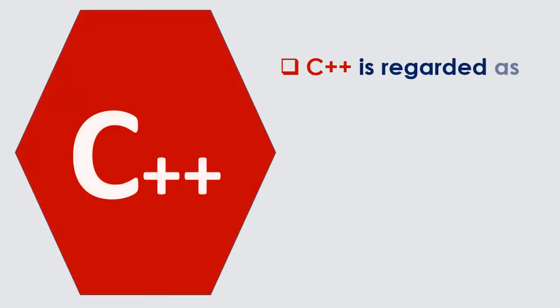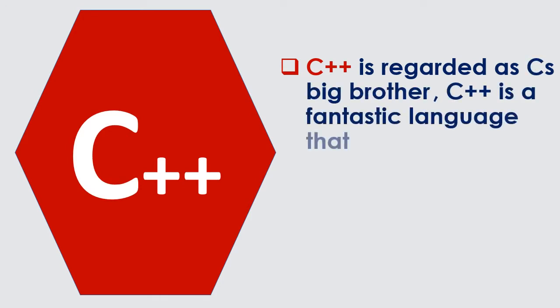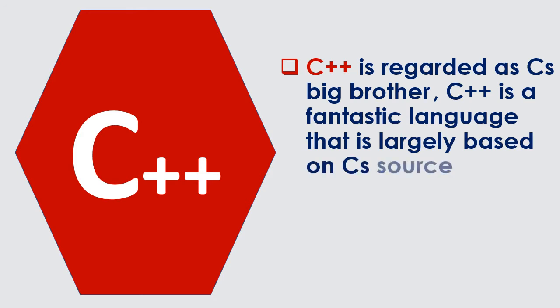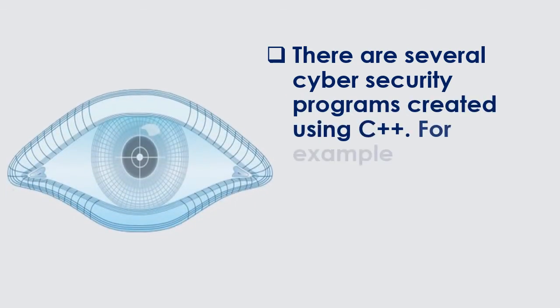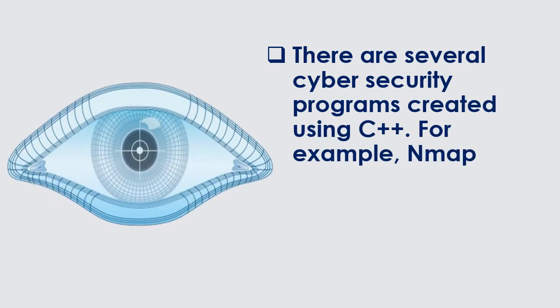C++ is regarded as the big brother. C++ is a fantastic language that is largely based on C. Several cybersecurity programs were created using C++, for example, nmap.